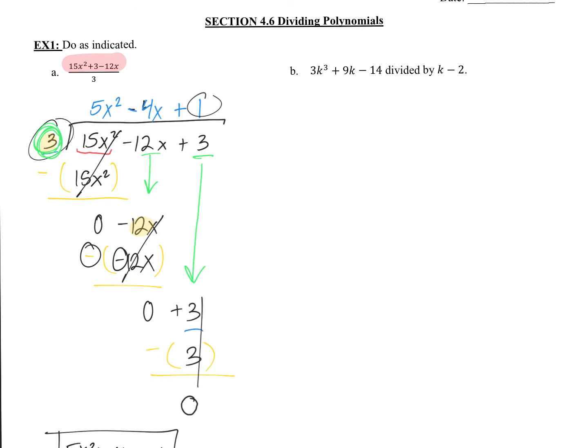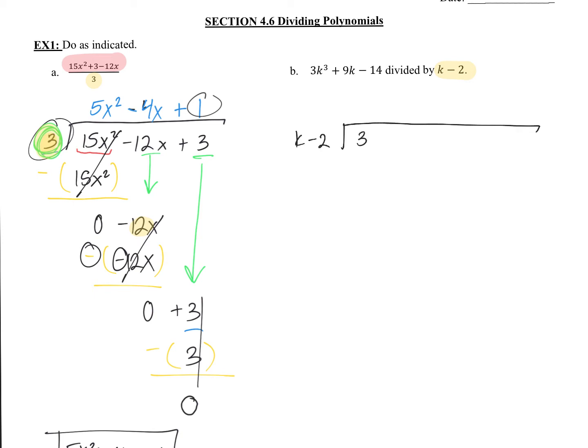So let's take a look at B. We have 3k squared plus 9k minus 14 divided by k minus 2. What's the main difference between B and A? Well, the main difference here is the divisor was 1 term, whereas now our divisor is 2 terms. So that makes the difficulty a teeny bit higher, but not too bad.